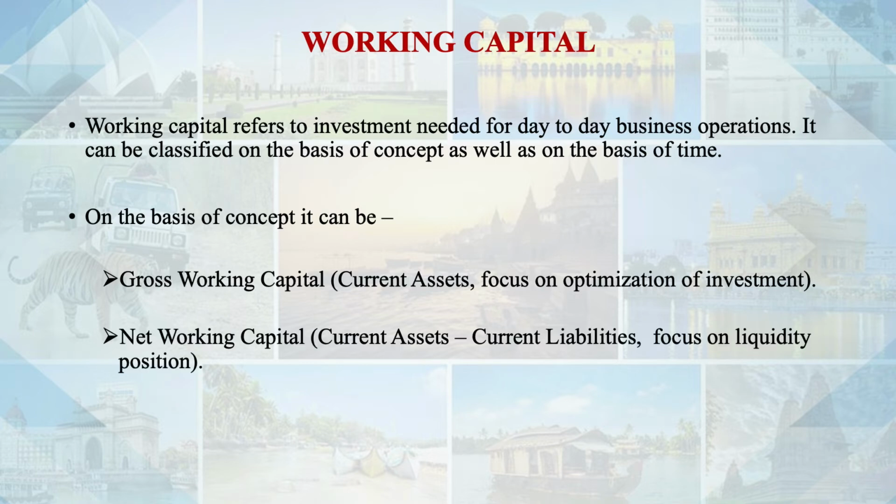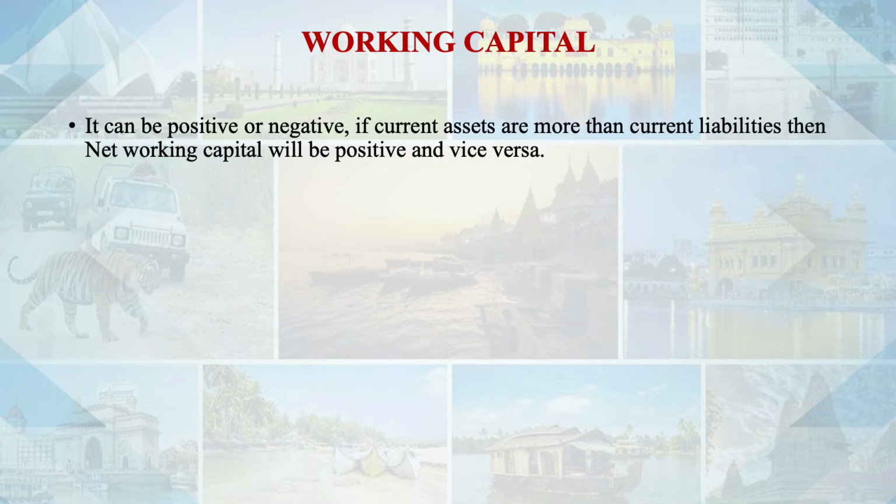Second is net working capital. The net working capital is simply the difference between the current assets and current liabilities. We reduce the current liabilities out of current assets, and what we arrive at is net working capital. It can be positive. If the current assets are more and current liabilities are less, then the net working capital can be positive, or it can be negative also. If the current liabilities are more than the current assets, then the net working capital will be negative.